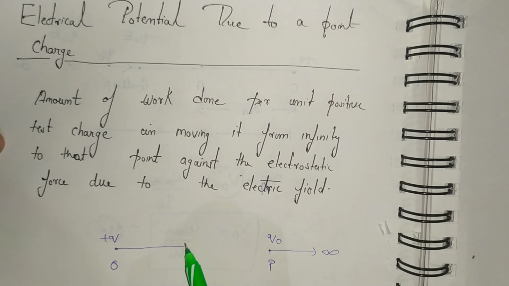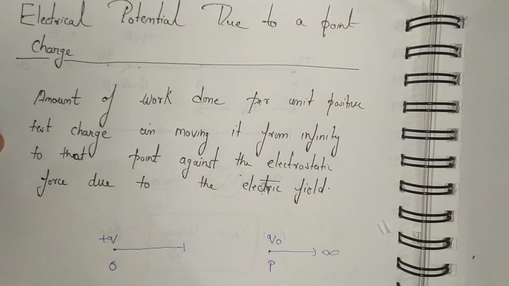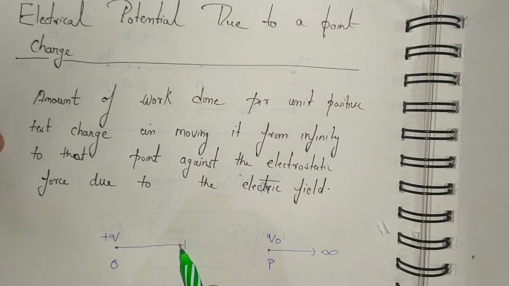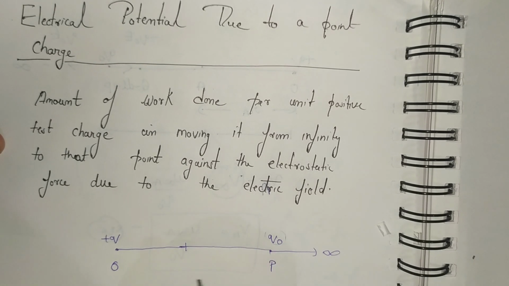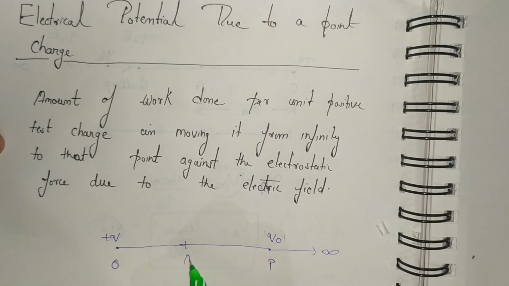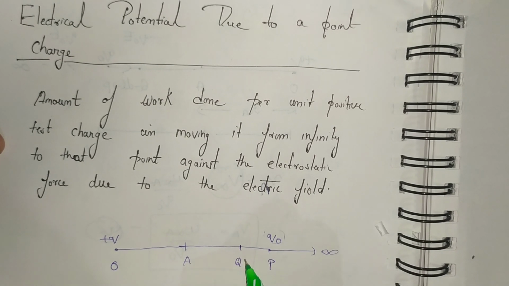What is electric potential? If you are bringing this q naught charge to this point, then the total work done in bringing a charge from infinity to the point is called the electrostatic potential or electric potential. Okay, we are joining this line. Suppose this is the point q and the length element of this line is dl.